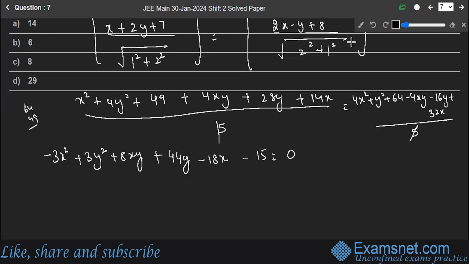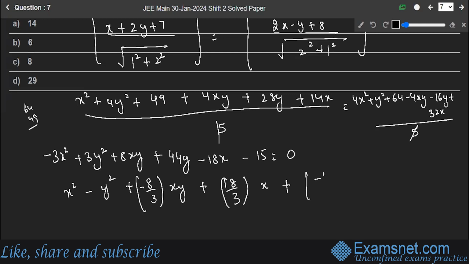Dividing both sides by minus 3 actually, you will get x square minus y square minus 8 by 3 xy plus 18 by 3 x minus 44 by 3 y plus 5 is equal to 0. Let's write it like this.